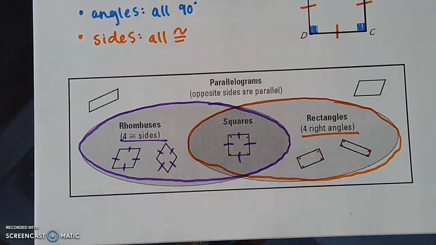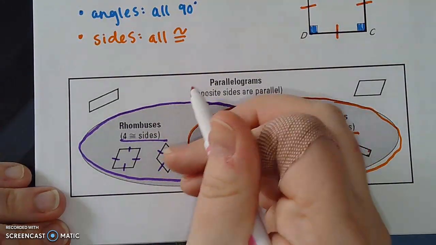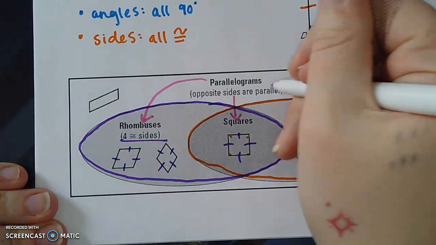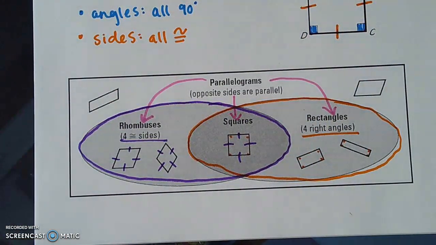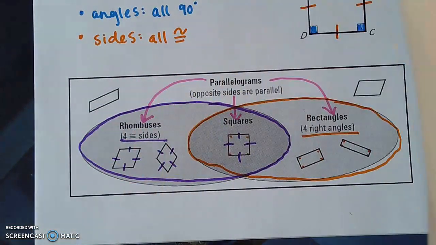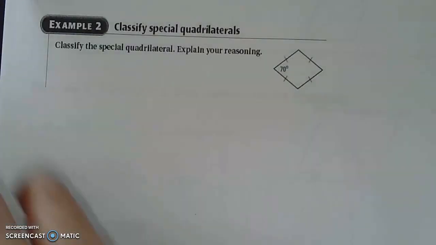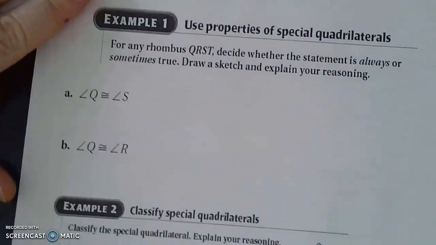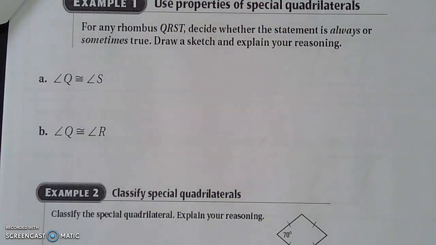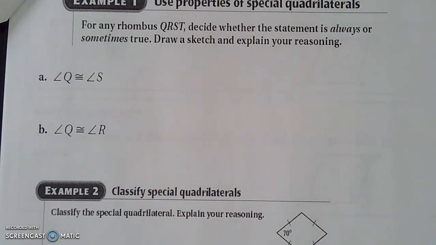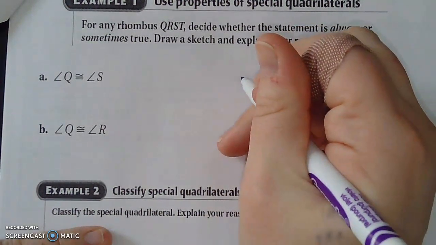Okay, so that's the layout of the Venn diagram, but the main thing to notice is that a rhombus is a parallelogram, a square is a parallelogram, and a rectangle is a parallelogram. It's just breaking it down into more specifics. So let's flip the page and get into our first example, example 1. For any rhombus QRST, decide whether the statement is always or sometimes true, and draw a sketch to explain your reasoning. So let's do a little sketch.